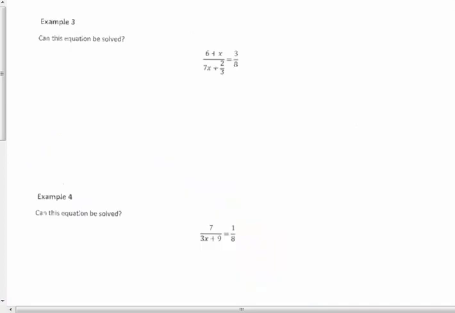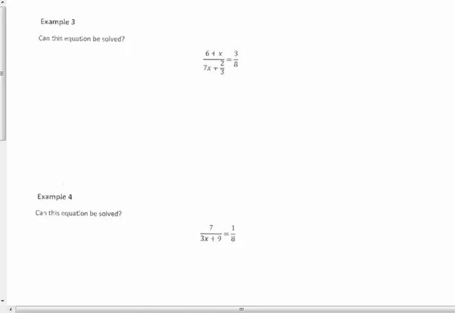So going on. Example 3. Can this equation be solved? Well, first thing we need to know, is it a linear equation? Yes, it is. I can do my cross products. Yes, we can solve the equation because we can multiply each numerator with each other's denominator and then use the distributive property to solve it.